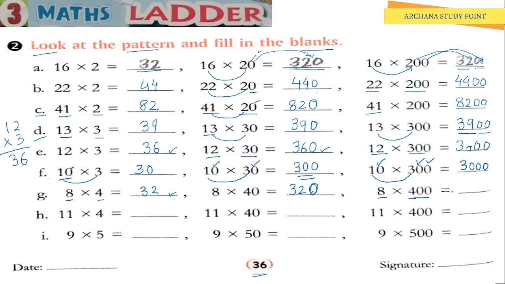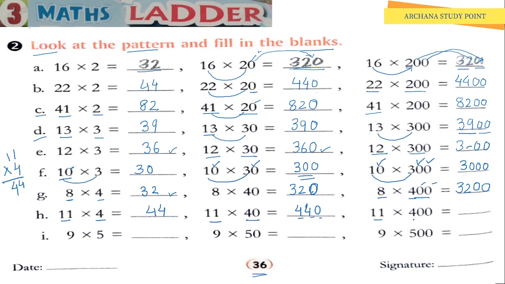Now 8 multiplied by 400 will give us what? Let's see, 8 fours are 32 and put how many zeros? 1 and 2, 2 zeros. The answer is 3200. Now part H says 11 multiplied by 4. You know the table, good, or else we can do some work here. 11 multiplied by 4. 4 ones are 4, 4 ones are 4. What is the answer? It is 44. Now 11 multiplied by 40. When I multiply 11 with 4, I get 44 and I'll put 1 zero. So the answer is 440.